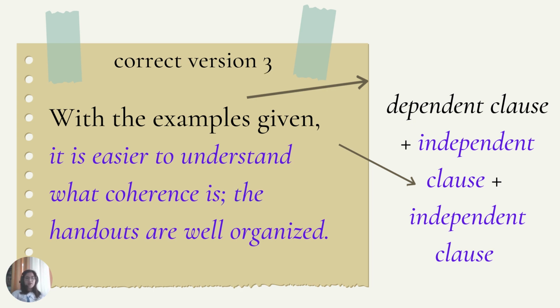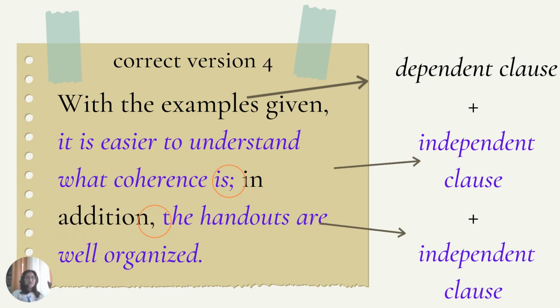So we have version number 3. Here, this is an application of the tip that we had last week, and that is to use a semicolon. So with examples given, comma, same structure as version number 2, it is easier to understand what coherence is. And then instead of a comma and the coordinating conjunction and, we just use a semicolon. And that will do. Okay.